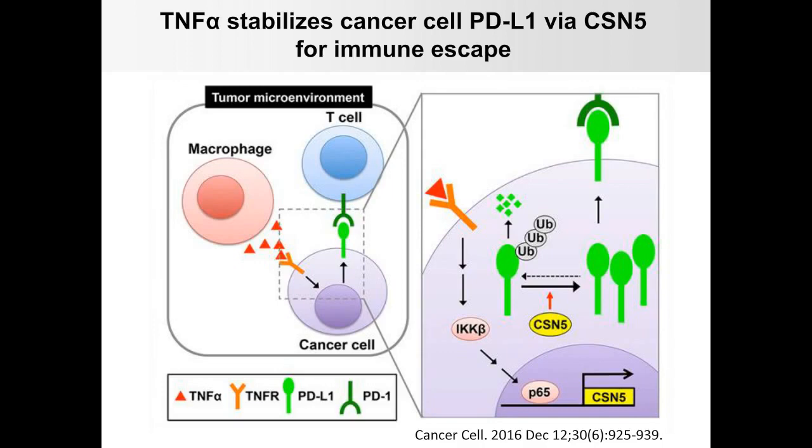So in the end, we found in this study that in the tumor microenvironment, there are two immune cells, macrophages and T cells, and how these three cell types interact together in the tumor microenvironment is related to the immunosuppression activity.